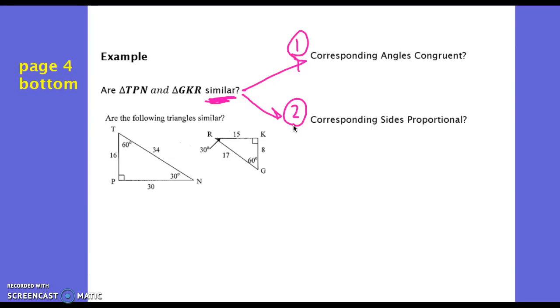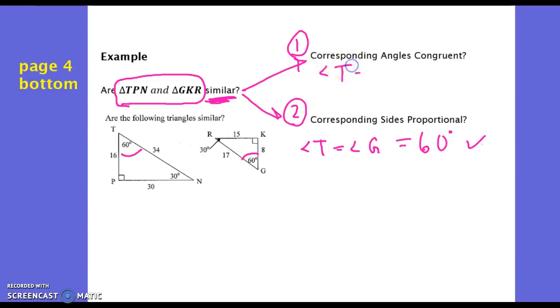So, look at the order up here of how we were told to check whether the triangles are similar. Angle T is first, so it would have to be equal to angle G, and let's see what they are. T is 60 and G is 60, so they are equal. So there's my first pair of angles. They check out. Angle T is congruent to angle G. They're both 60.